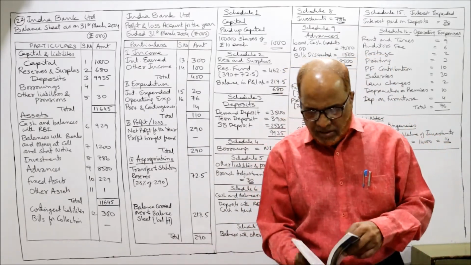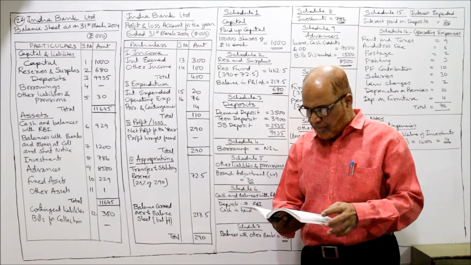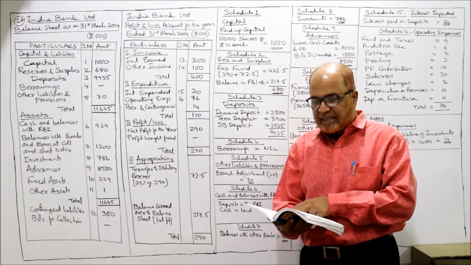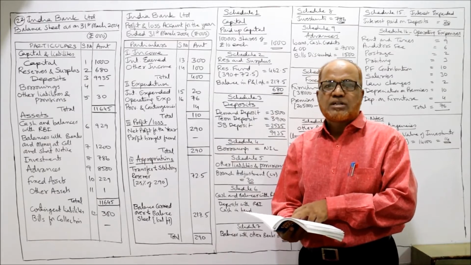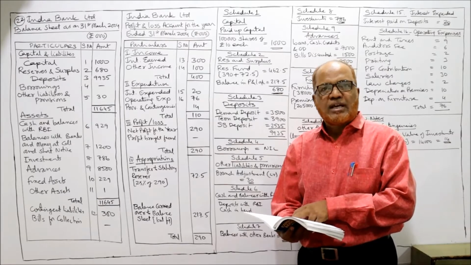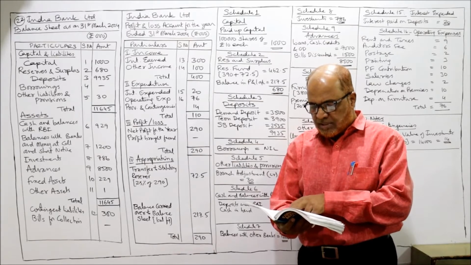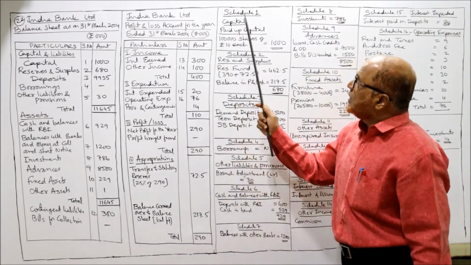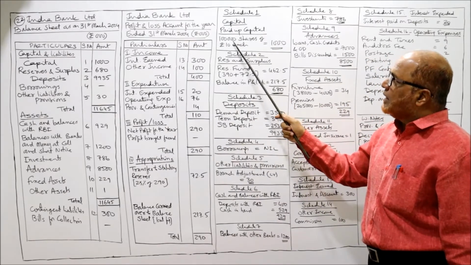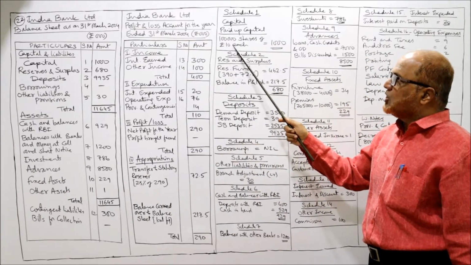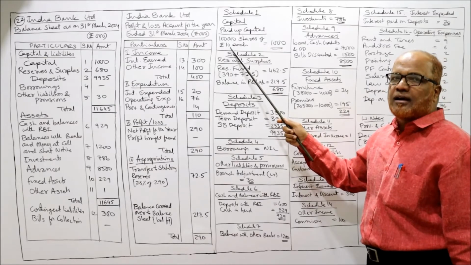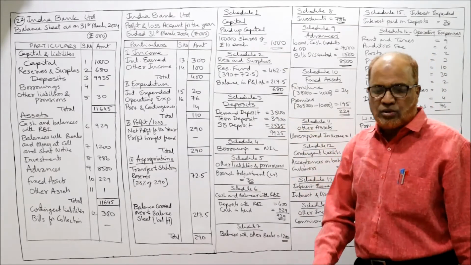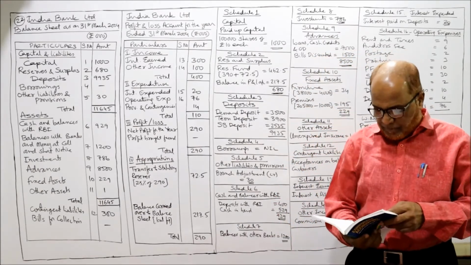Now, see what are the items given in the problem. Paid up capital 1 lakh shares of rupees 10 each, 10 lakhs. The thousands are omitted. The last 3 zeros we ignore. So 10 lakh rupees, last 3 zeros means 1000. So I have taken here schedule 1 capital, paid up capital 1 lakh shares of rupees 10 each. So 1 lakh into 10 is 10 lakh. 10 lakh, remove 3 zeros, you will get 1000. So 1000 I have taken in schedule number 1 capital.